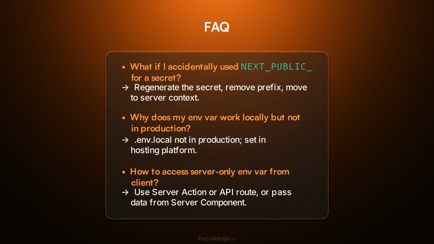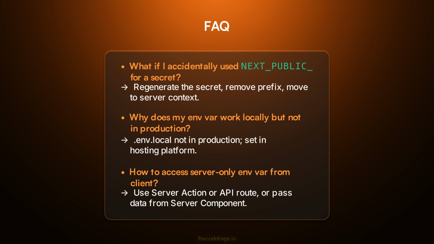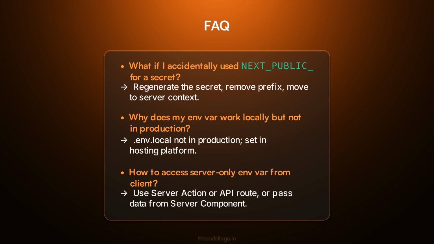And a few frequently asked questions. What if I accidentally used NEXT_PUBLIC for a secret? Regenerate the secret, remove the prefix, move to server context. Why does my env var work locally but not in production? .env.local is not in production, set it in the hosting platform. How to access a server-only env var from the client? Use a server action or API route, or pass data from a server component.